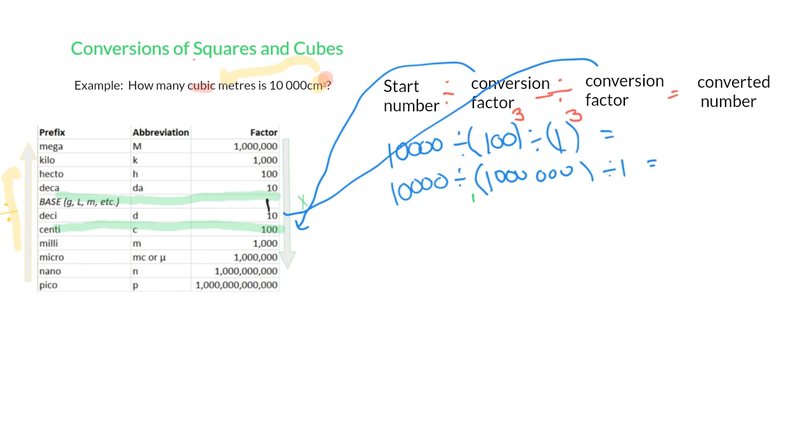Now be careful with the 1 million. Don't think it is part of every solution. Just because it's factors of 10, it does show up a lot. But it's just a coincidence. So 10,000 divided by a million is 0.01. And 0.01 divided by 1 is still 0.01. So 10,000 centimeters cubed is equal to 0.01 cubic meters.